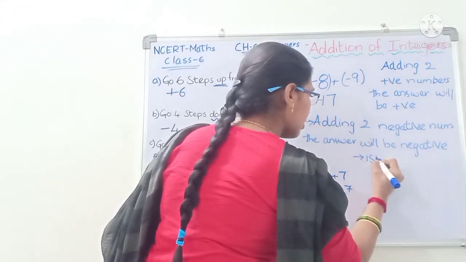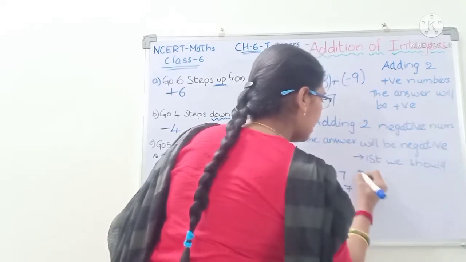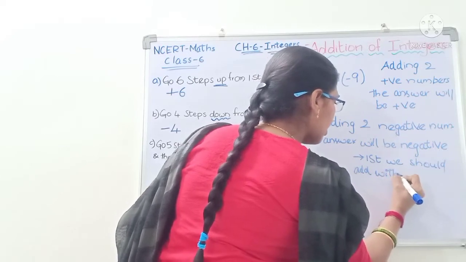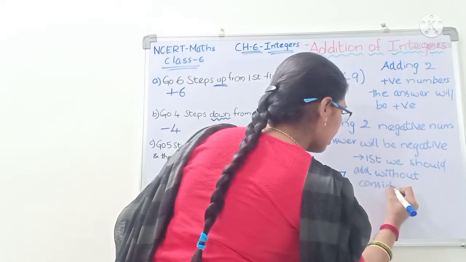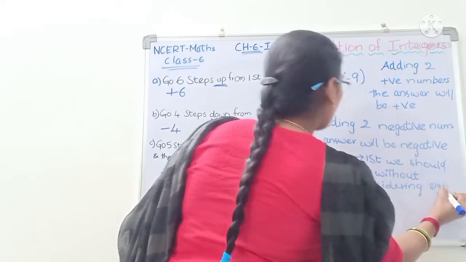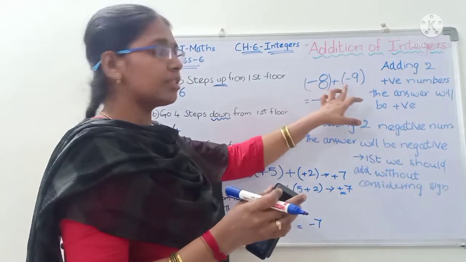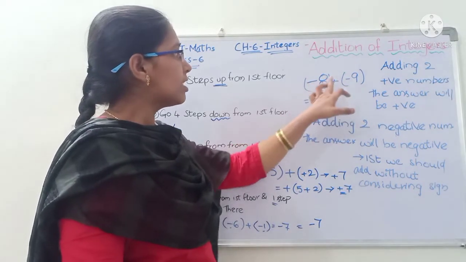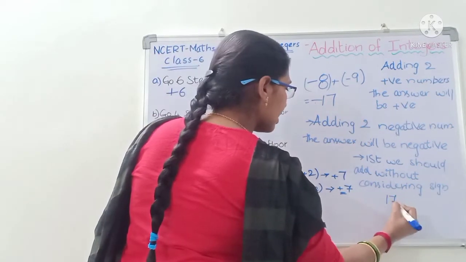First, we should add without considering the sign. What should you do first? You should forget the signs of the two integers. If the two integers you are adding have a negative symbol, forget the sign first. Just add the numbers. Okay, 8 plus 9, 17.